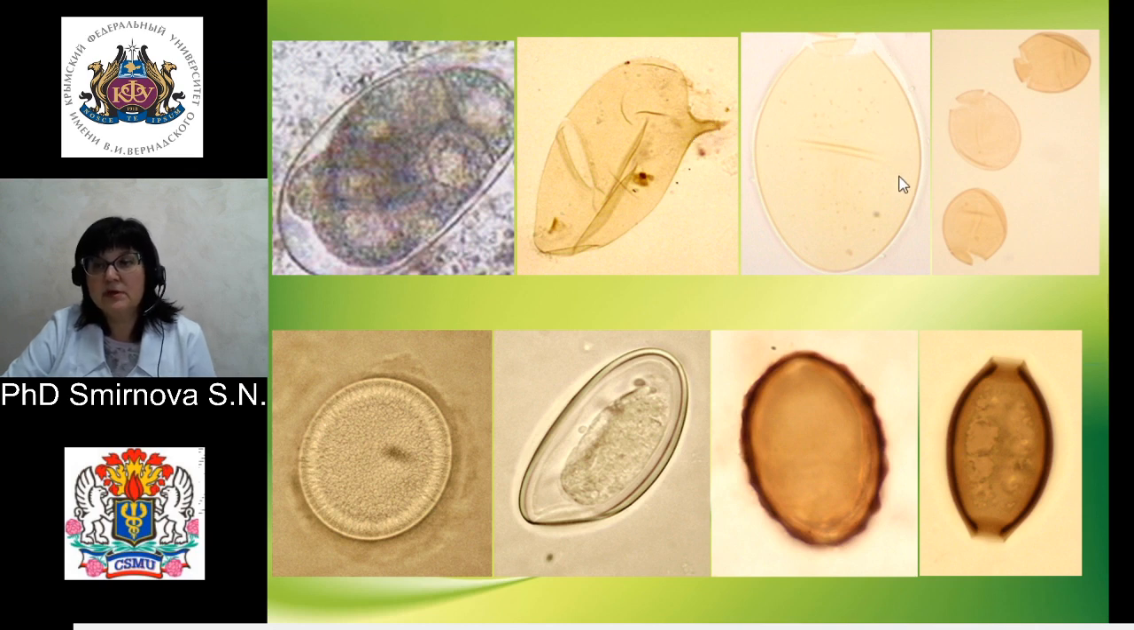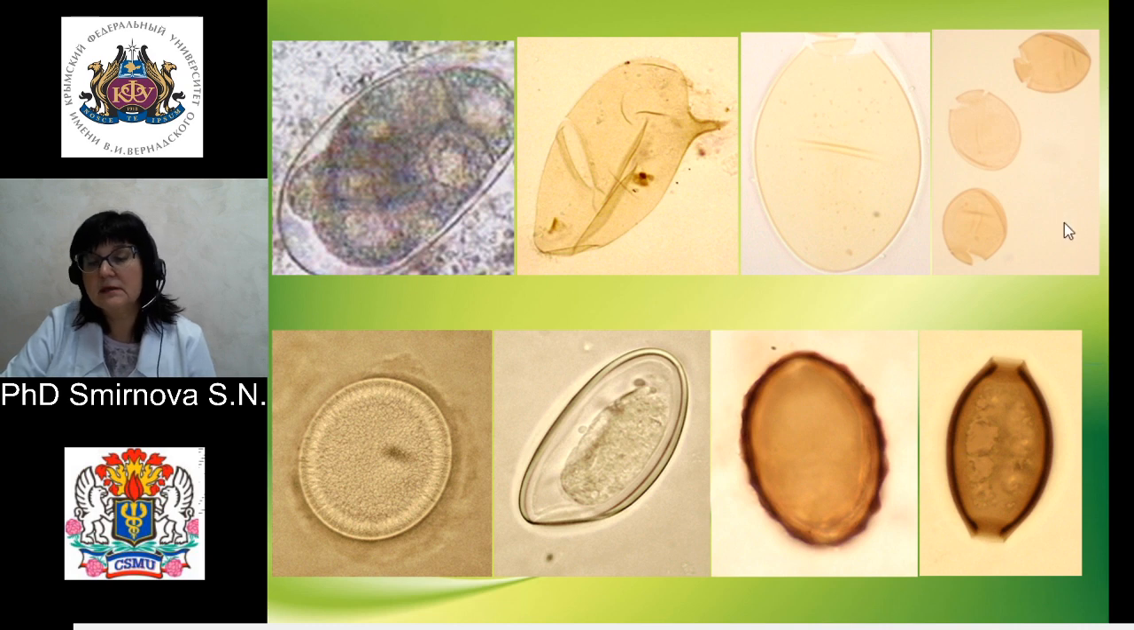On this photo we can see an egg of Fasciola hepatica. Fasciola hepatica is a typical trematode parasite. For this parasite, an egg with a cover is characteristic. This egg can open and the miracidium can move outside of the egg.